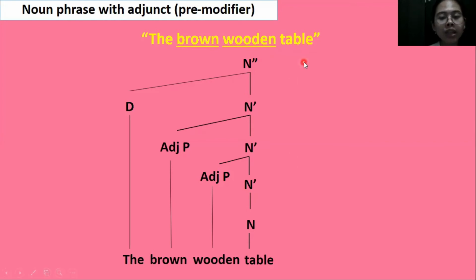the illustration will be like this, in which, as always, the determiner will expand N-bar into N-double-bar. And here, the adjuncts are brown and wooden, which are adjective phrases, and the head of this phrase is table. It is important to know that in the adjunct rule, the adjunct will always be the sister of N-bar and also the daughter of N-bar as well.